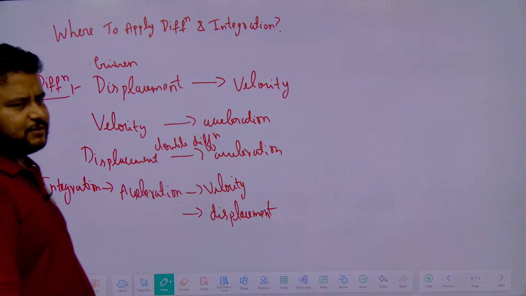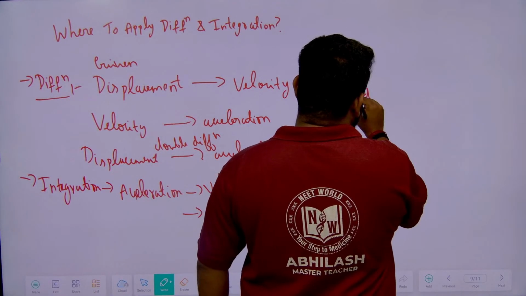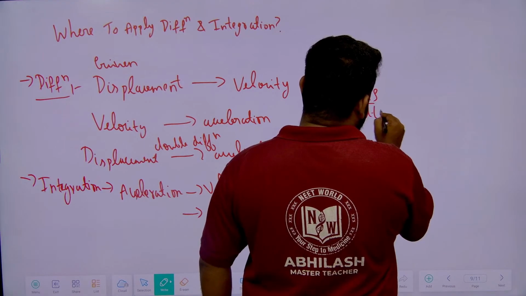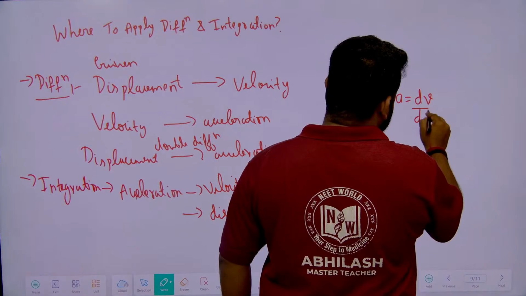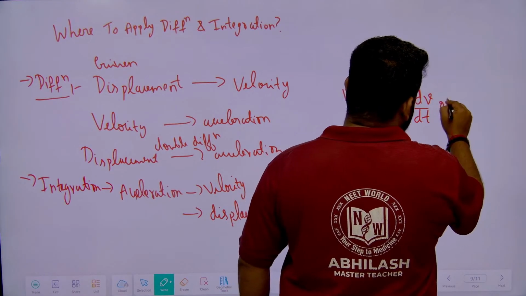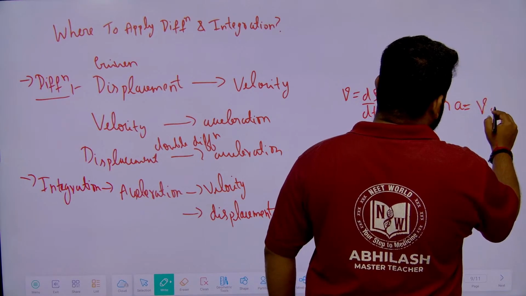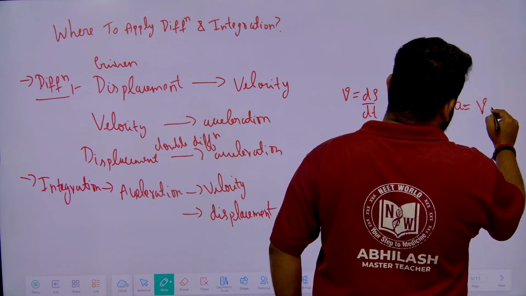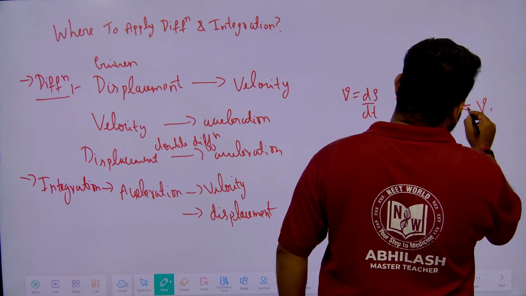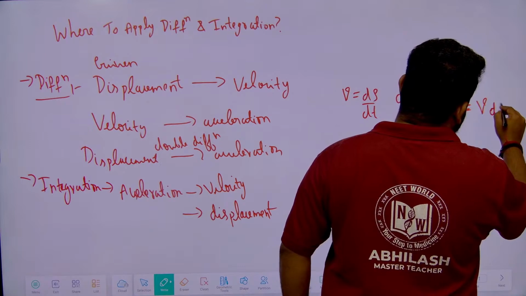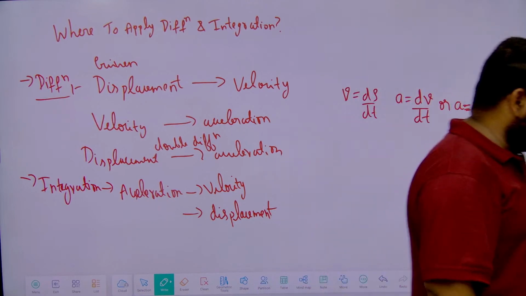Velocity means change in distance over time. So velocity I can write as ds by dt. Acceleration means change in velocity over time, dv by dt. This can also be written as a equals v into dv by ds. Acceleration can also be written as v into ds by dt. This also I can write.